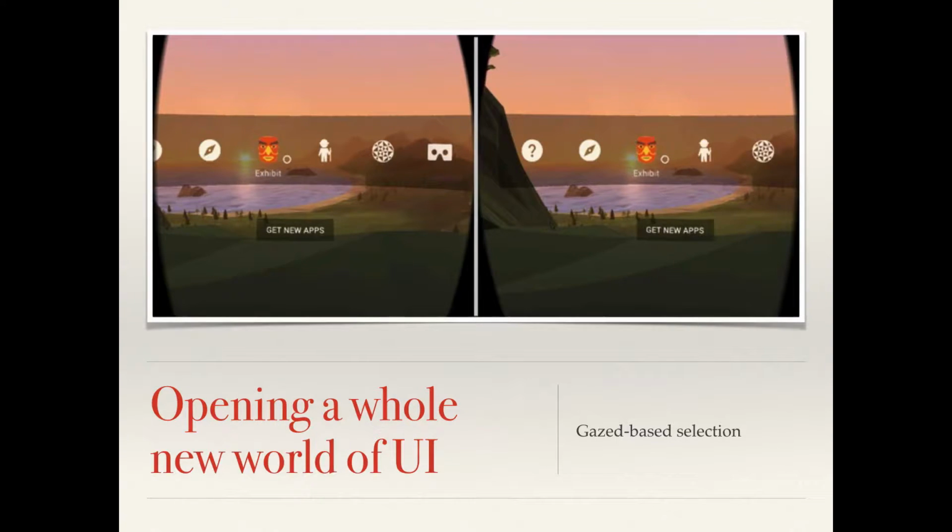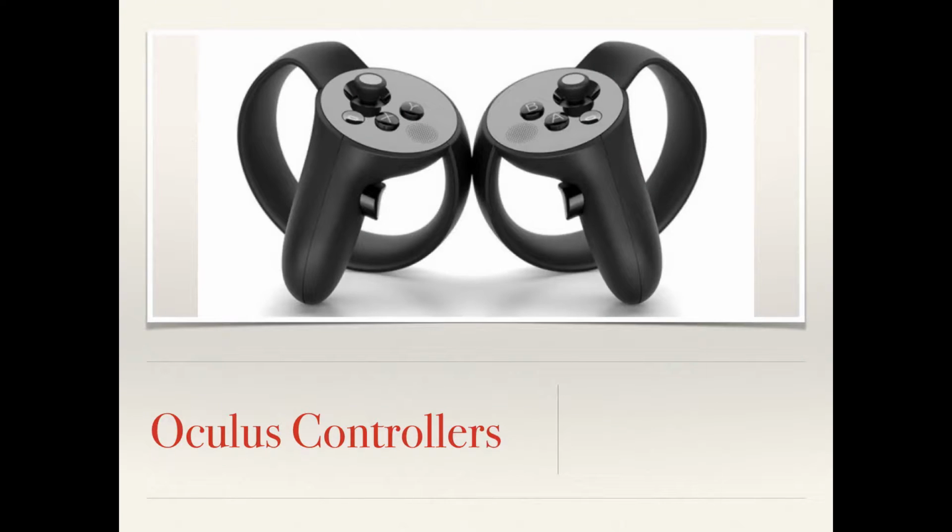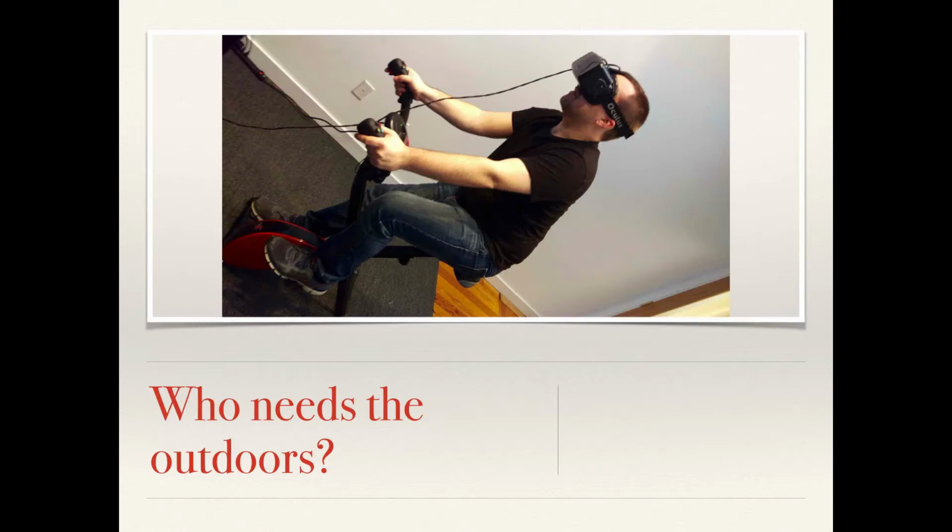So this is something that we call gaze-based selection, where you look at a particular icon, and after a few seconds it will actually select that object or that selection. But with this device, we have forward, up and down, and we also have tap, just like you would on a laptop's touchscreen, so you can interact with this device. And so this is really, really powerful. Or you can actually have controllers in your hand, which operate and control in 360 degrees. And who needs the outdoors when you have virtual reality, right?